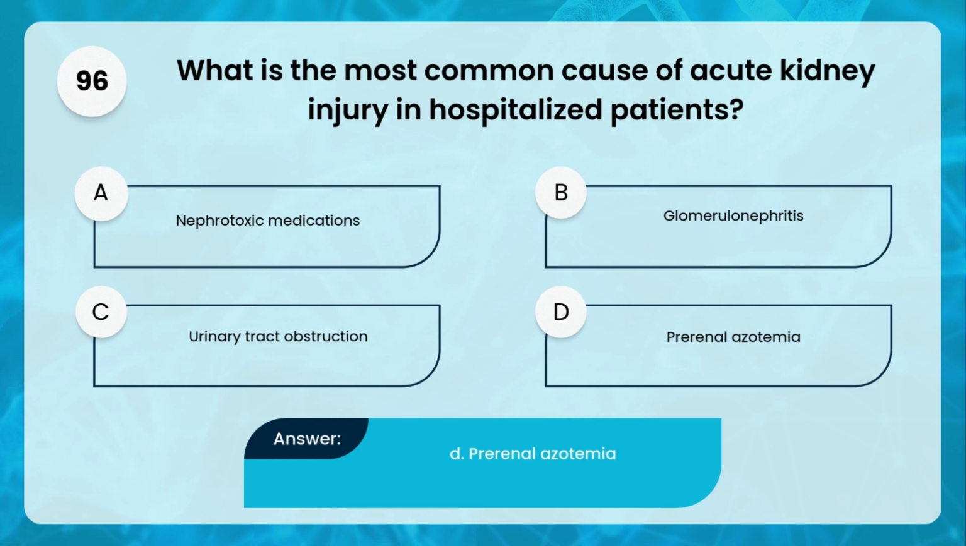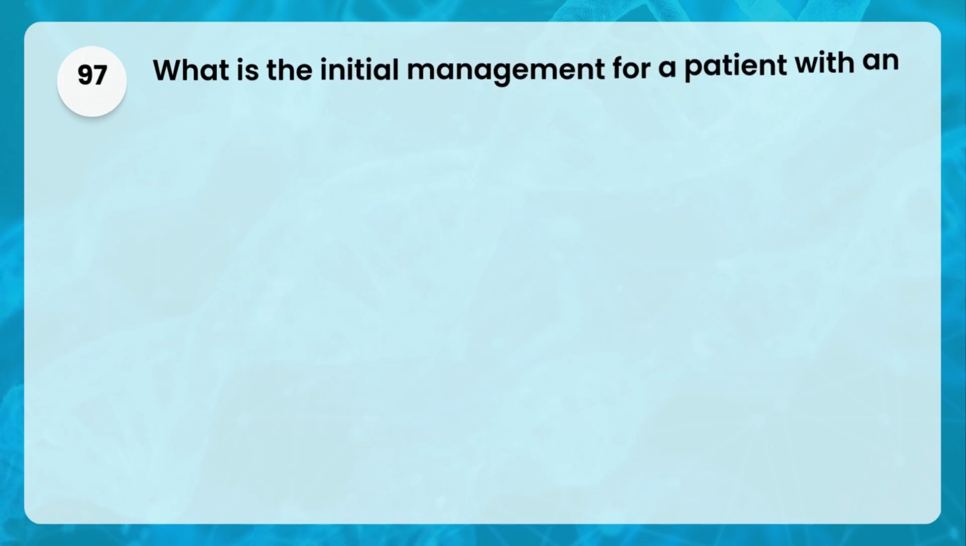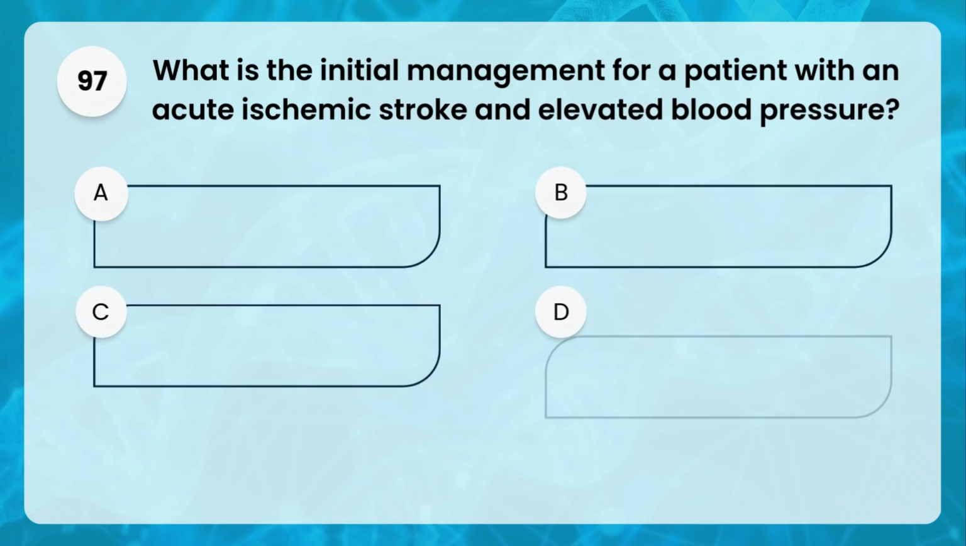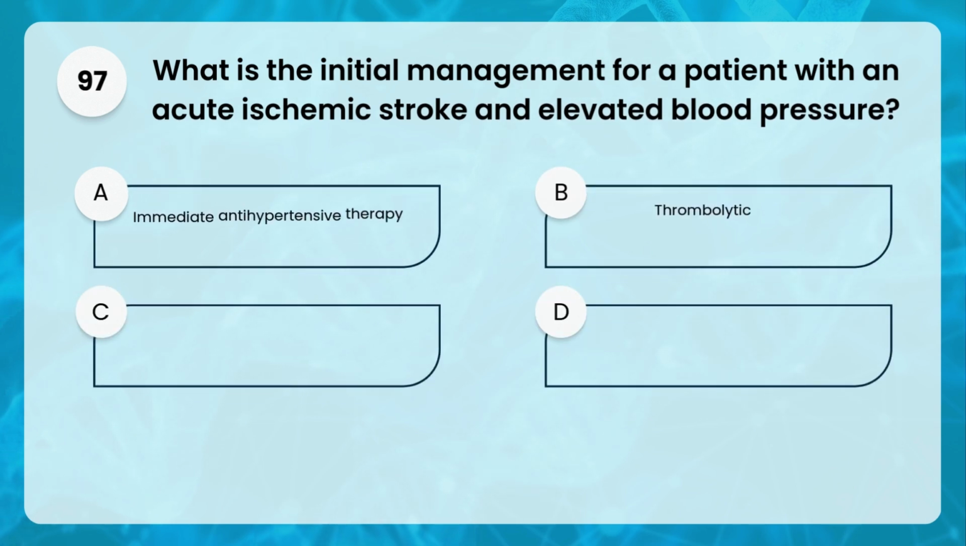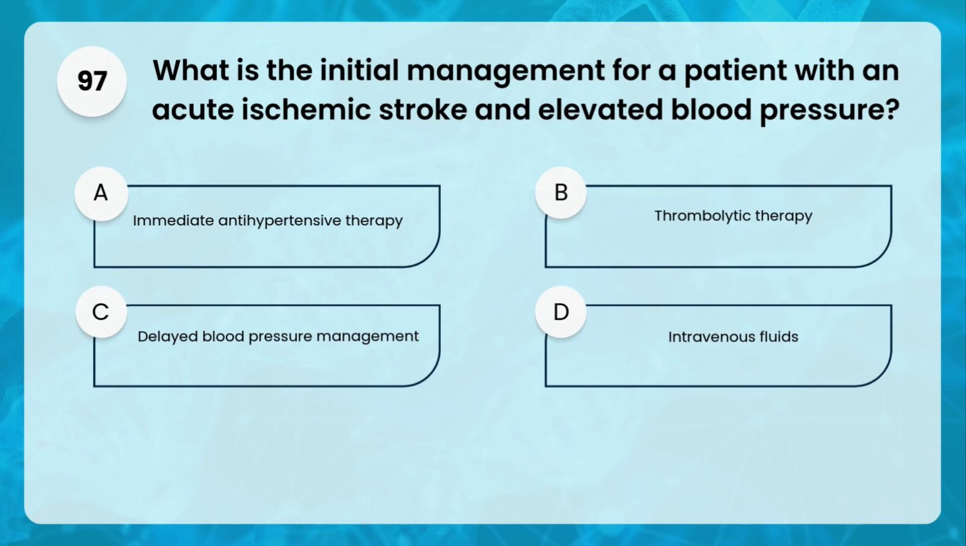Prerenal azotemia. 97. What is the initial management for a patient with acute ischemic stroke and elevated blood pressure? A. Immediate antihypertensive therapy. B. Thrombolytic therapy. C.